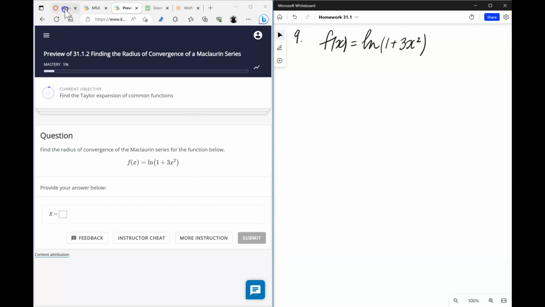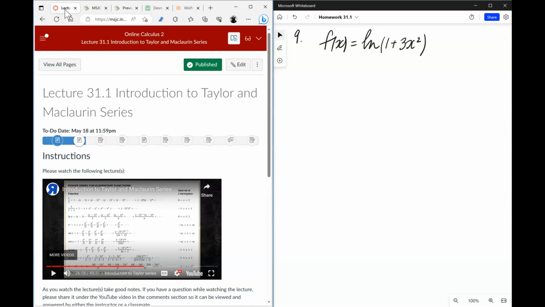Here we're going to take a look at this table, and we know that ln of something plus 1 will be that something minus something squared over 2 plus something cubed over 3. So this is what I'm getting out of that formula.